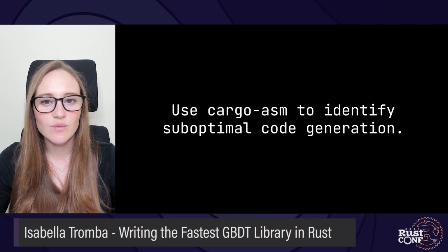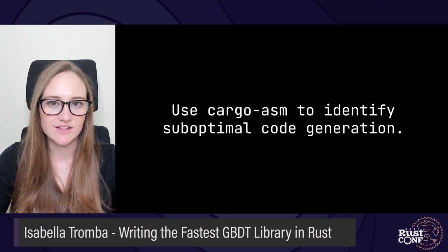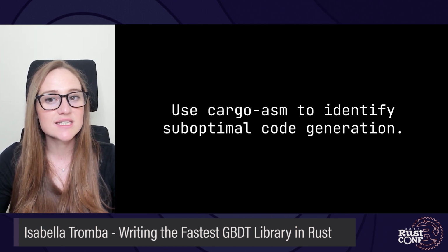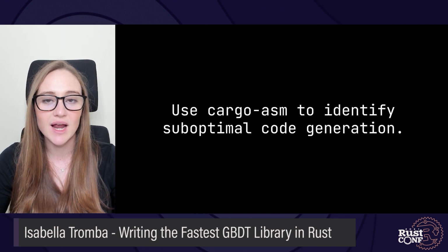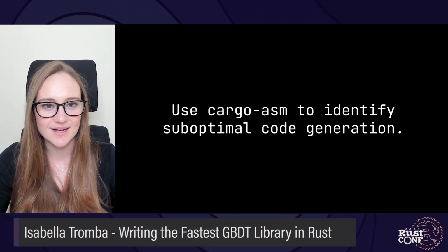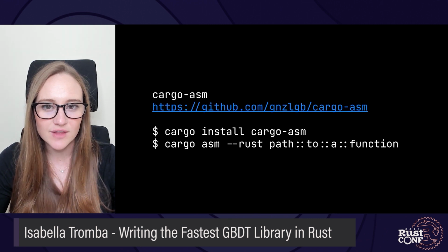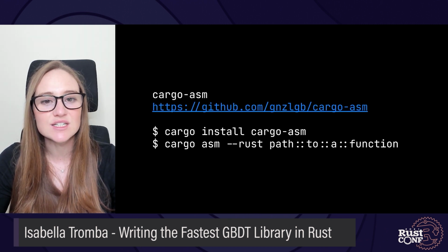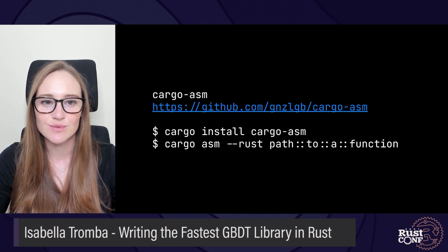From the flame graph, we knew which function was taking the majority of time. So we looked at the assembly code it generated to see if there were any opportunities to make it faster. We did this with cargo-asm. Like Cargo Flame Graph, cargo-asm is really easy to install and integrates nicely with cargo. You can install it with cargo install and run it as a cargo subcommand.